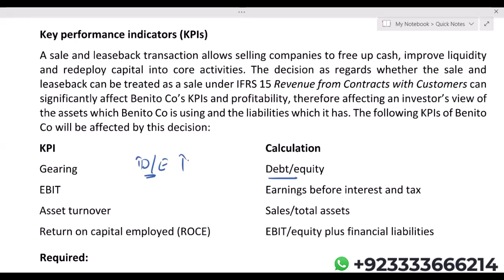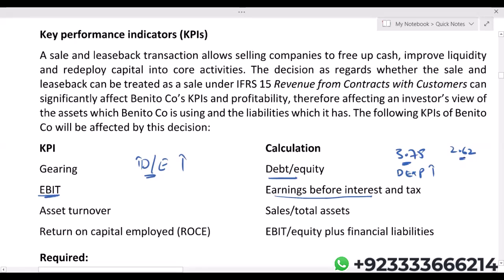Okay, now earning before interest and tax. Now listen. When transfer is not qualifying as sale, we will depreciate 3.75. Depreciation expense will be higher as compared to depreciating the right of use asset, which is 2.62. It means that when lessee will be depreciating 3.75 instead of 2.62, due to higher depreciation, the profitability will be lower.